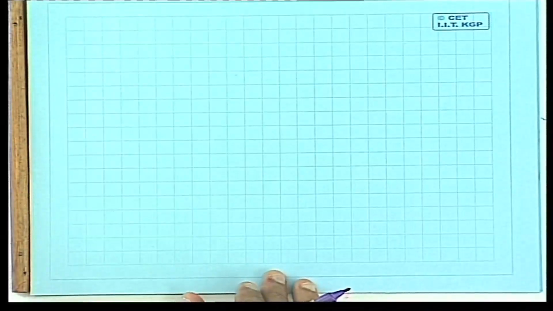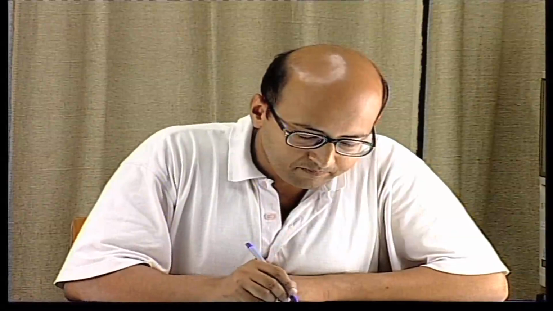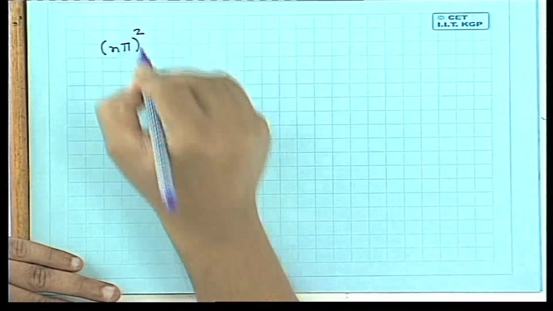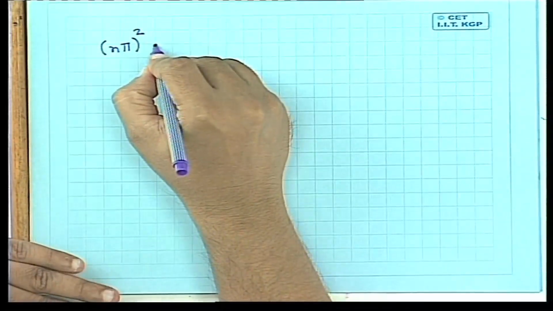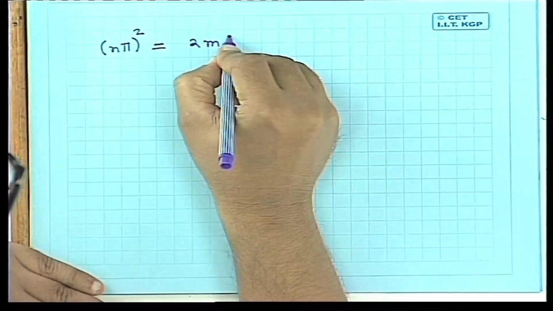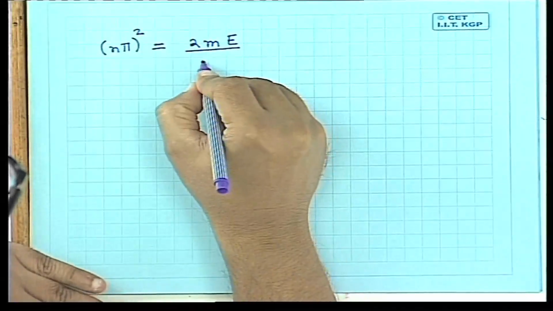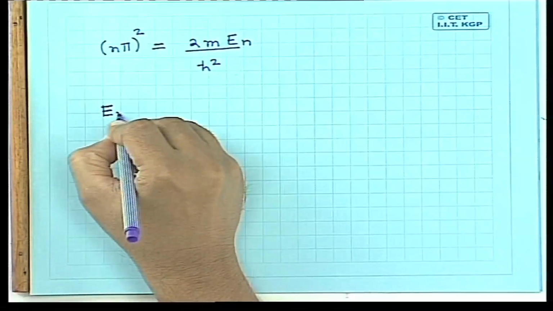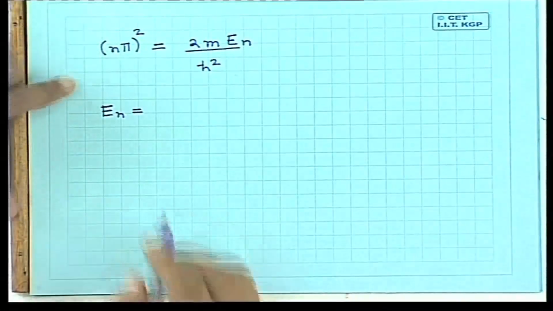So what does this imply for the energy? This implies that n pi over a, squared, should be equal to 2mE by h cross squared. So we find that the energy spectrum is discrete. The energy spectrum can be enumerated by the integers, and there are discrete energy levels corresponding to different integers.